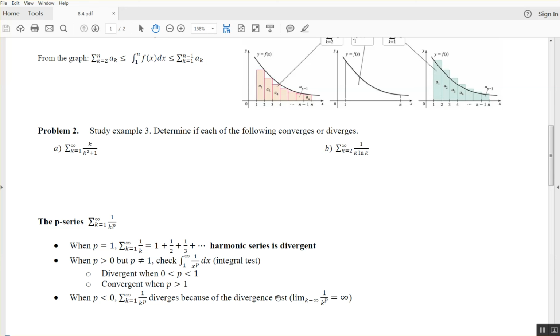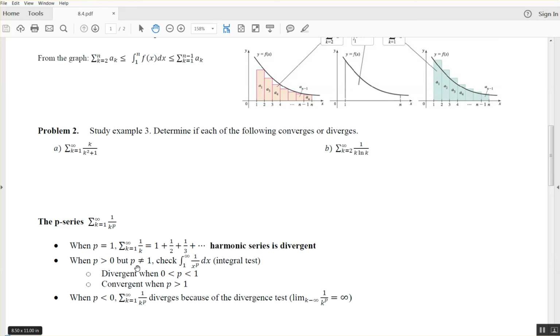Now we are going to look at one result for the p series. So when p is 1, the harmonic series is divergent. So this is a famous result. Okay, because how do you determine that? You basically just evaluate the integral of 1 over x from 1 to infinity dx, and from the last chapter, we know that this is famous. This is infinity. This diverges. Therefore, this harmonic series also diverges.